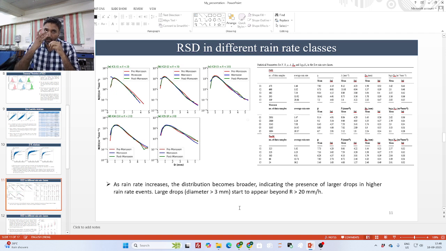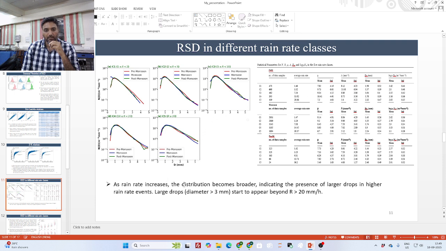Now after that, as told previously, we had stratified the rain spectra into different rain rate classes. So we have also obtained the RST for those 5 classes. As you can see, we are getting the plots for all the 5 classes. And this is the table. Again, we have calculated the mean and standard deviation of basic rain integral parameters in all the 5 classes in all the 3 seasons.